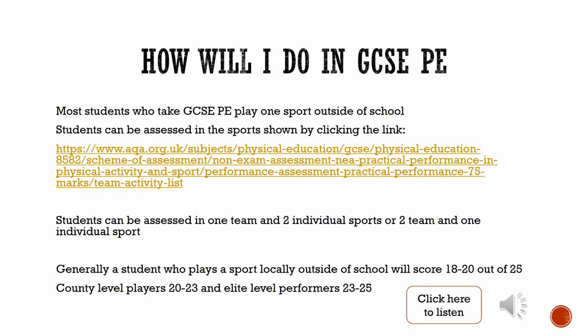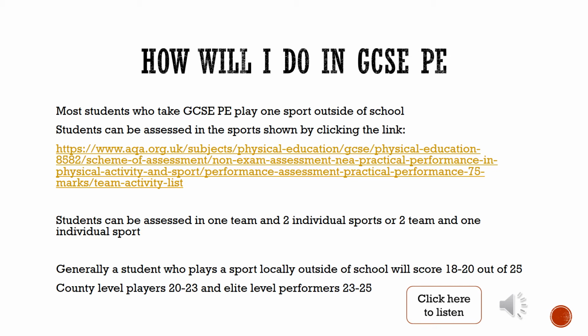And the list of sports that you can be assessed on in GCSE PE you can find by clicking on the link. Unfortunately, we have a lot of people that do martial arts and that's not available, which is quite frustrating. But there are things like skiing on there, cross-country running, orienteering, so some different sports that we might not necessarily do in the school curriculum that you could be assessed on if you work up to a particular level. And the assessment is one team sport and two individual sports, or the opposite way around: two individual sports and one team sport.